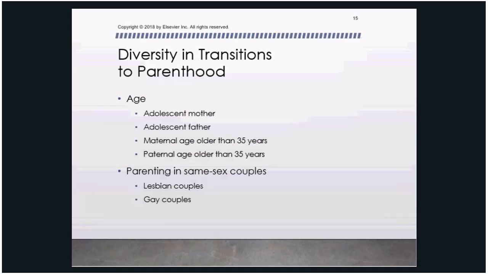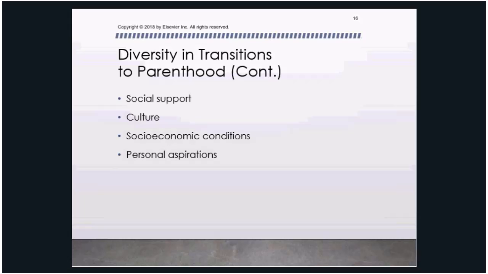So, diversity and transitions to parenthood. Age: the adolescent mother, adolescent father, maternal age older than 35 years old, and paternal age older than 35 years old. Parenting with same-sex couples.